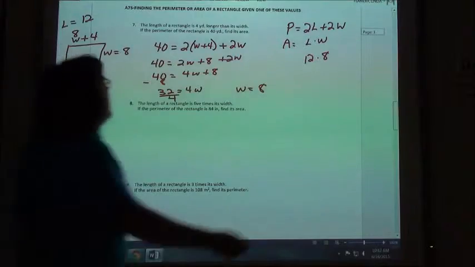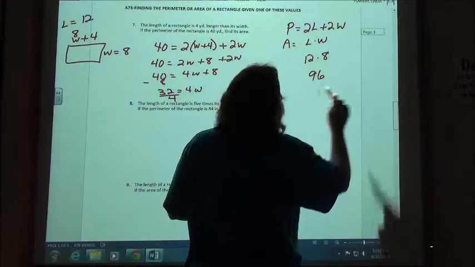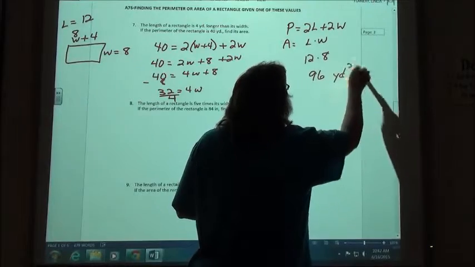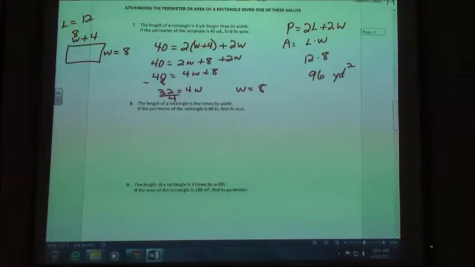96, you said? 96. And I'm not sure if they're going to make you label these or not, or if it's there already in the problem. Sometimes Alex puts it there, and sometimes they make you click on the label. But it would be in square units since we're finding area, so yards squared.